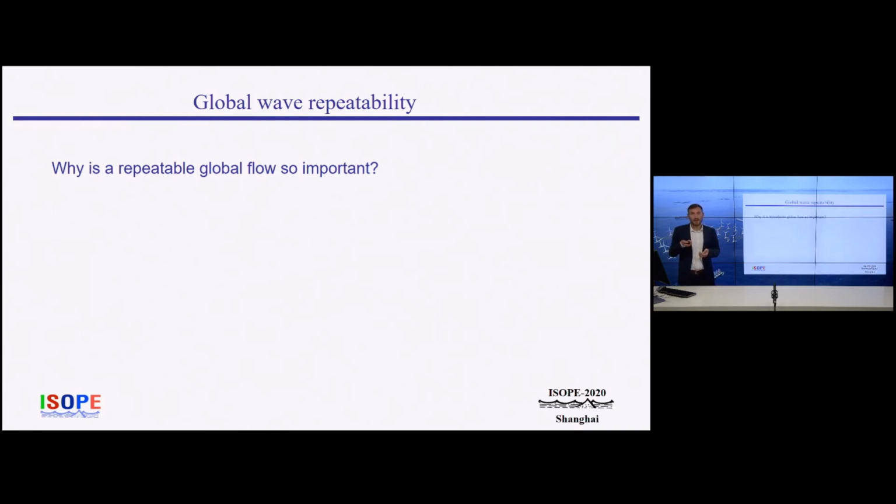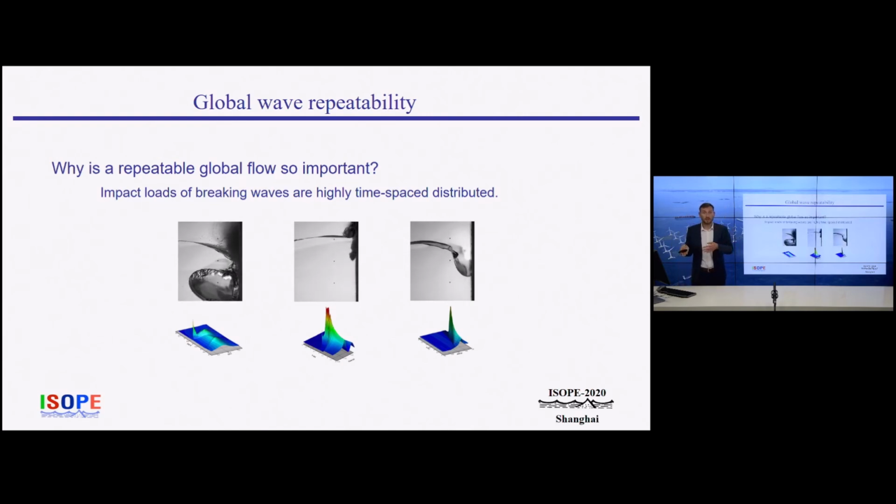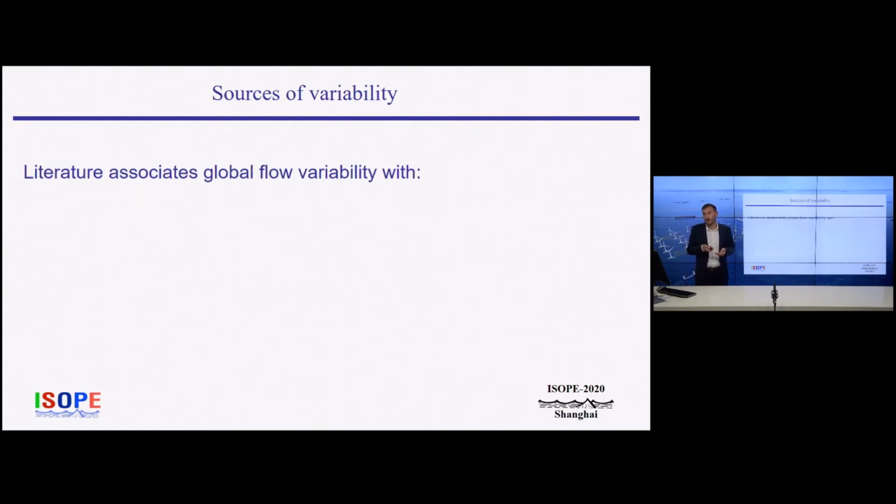Why is it so important to have a repeatable global flow? The global flow sets the initial conditions for the local flow. The importance comes when we take a look at the pressure maps of the wave impact. Impact loads are highly time-space distributed, and given that the ultimate goal is to observe impact loads, we must create repeatable global flows.